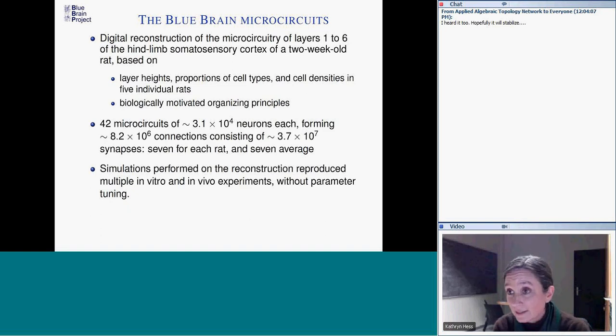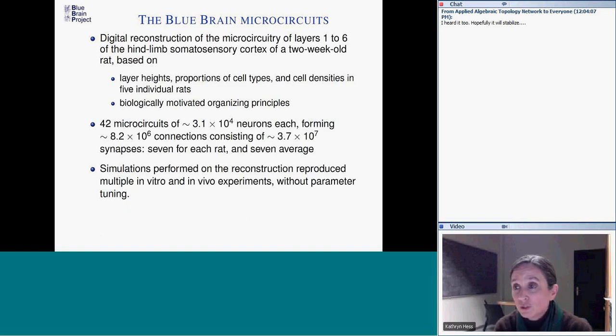What they did was take about two-week-old rats, sacrificed them, as they say in biology, and then took samples from their somatosensory cortexes and looked at the different layers in the cortex. There are 6 layers, labeled from 1 to 6 from the outside to the inside. And they looked at the heights of the different layers, the proportions of the different cell types, and the densities of these cell types in the different layers for 5 different rats, and used this input data for an algorithm that uses biologically motivated organizational principles to reconstruct the circuit. More details on the next slide about exactly how this process goes.